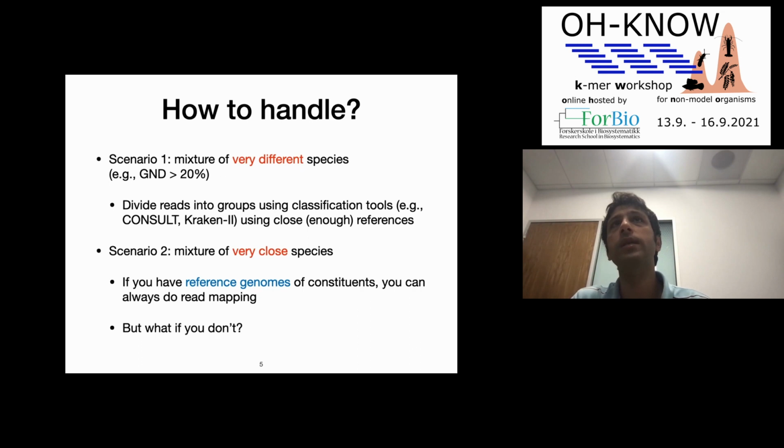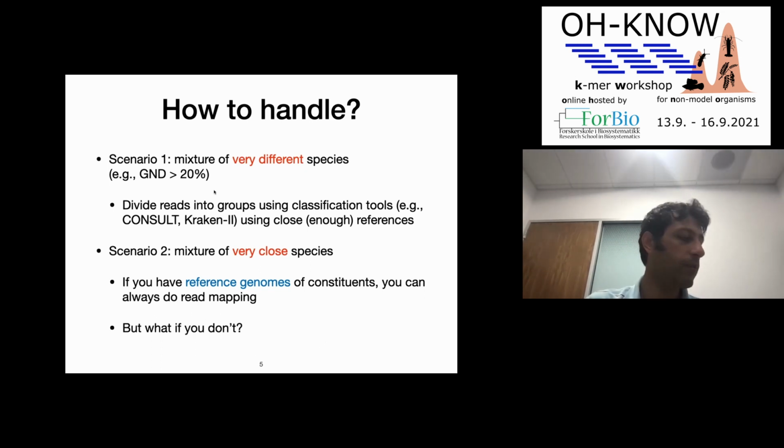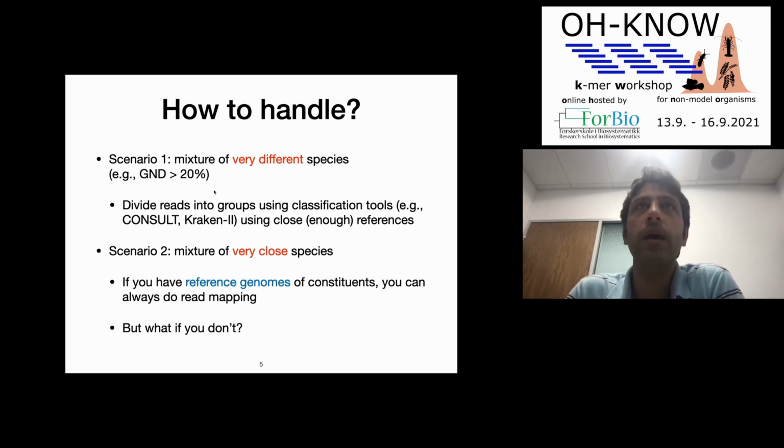When we get to closely related species, so you have two different Drosophila mixed, or two different bees mixed, that's a more difficult question. Let's say within the same genus, for example. And there, it again depends on what you have as reference. If you also have a reference genome for the species that are in your mixture, the problem becomes relatively easy and manageable.